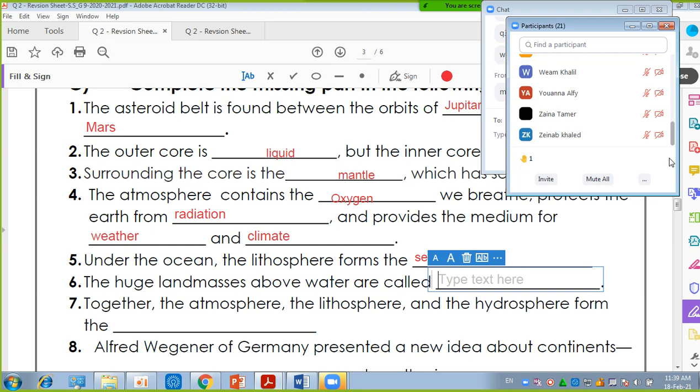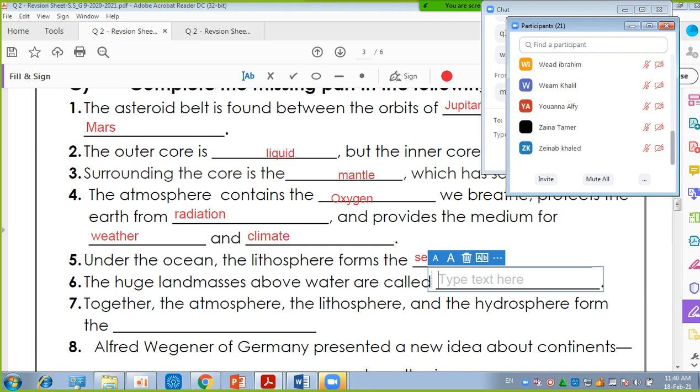Zainab, you didn't answer this time. Zainab, your mic. The huge land masses above the water are called... What do we call these huge land masses that float over the water? You know that the earth mainly consists of water, and then we have huge masses of land that float over this water. What do we call those huge land masses?